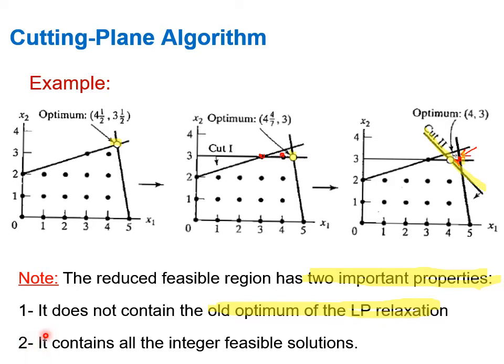Secondly, it contains all the integer feasible solutions. So all black dots here are also feasible here and are also feasible here. We didn't cut any one of those integer solutions. These are the two important properties of the cuts that we include.